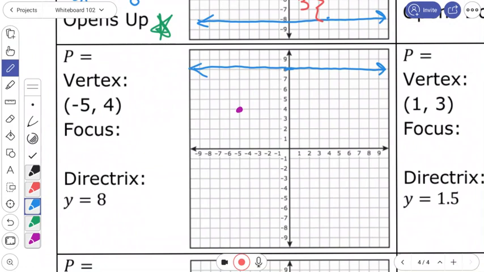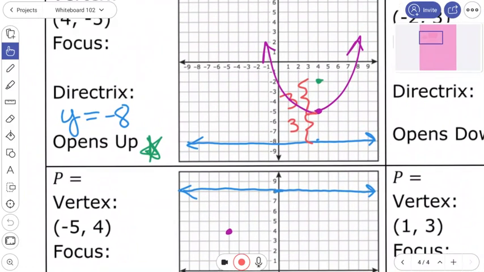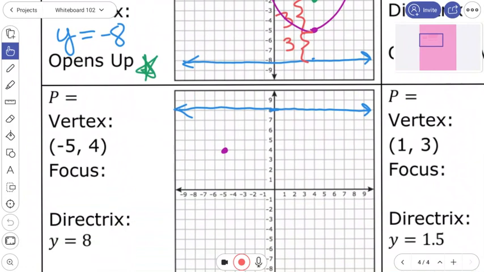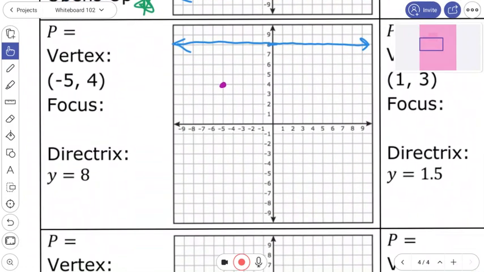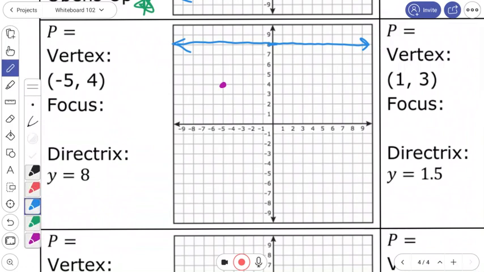Now, they didn't tell us which direction this parabola opens, but remember, your vertex is always in the center between your focus and directrix. Just like our first example, the vertex was in the middle. So the same is going to be true here. Our vertex is at negative 5, 4, and it's going to be in between our focus and our directrix. So how many steps does it take for us to get from the directrix to the vertex? You can just count on your graph. 1, 2, 3, 4. That's 4 steps. So we know our p-value is equal to 4.